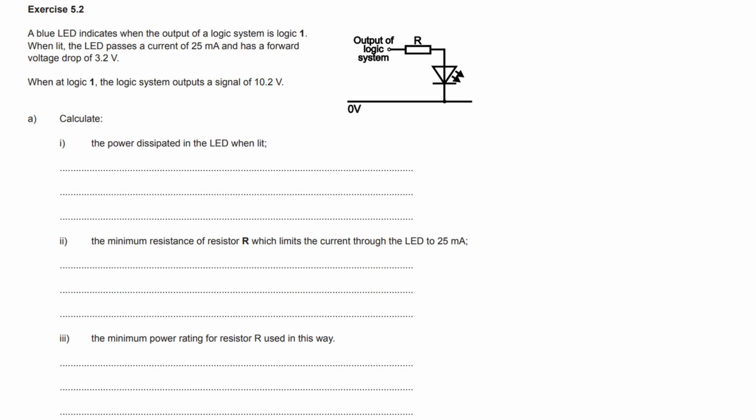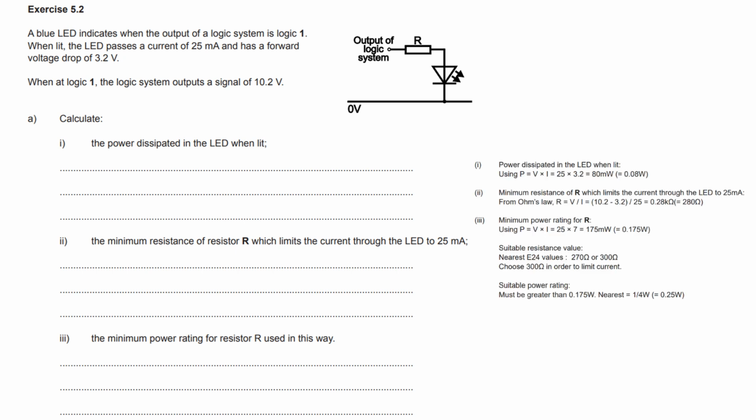The second part, it says the minimum resistance of resistor R, which limits the current through the LED to 25 milliamps. So this time we're going to use Ohm's law for this. And then we need to work out the minimum power rating for the R value. So I've got the solutions here and I'll just talk through them. Okay, so just part I, and II. Let me just get the laser pointer actually.